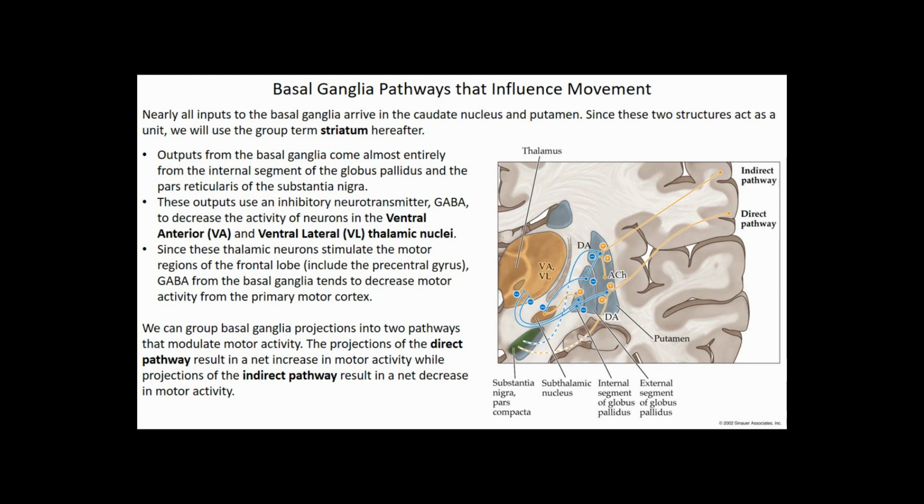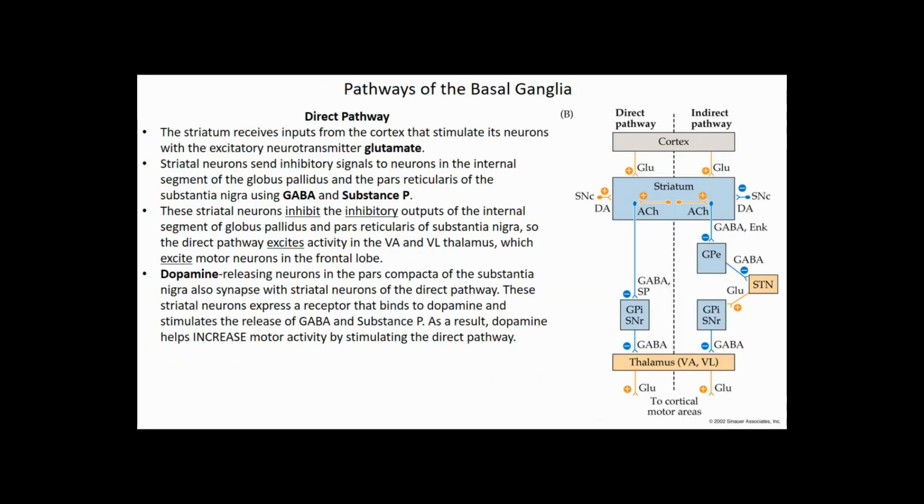Now, that's the quick breeze through this. We're now going to go through the two major pathways through the basal ganglia called the direct pathway and the indirect pathway. The absolute most important thing to remember in this is that the direct pathway, activity through it tends to increase motor activity, while the indirect pathway tends to decrease motor activity. Everybody good? All right, let's go for it.